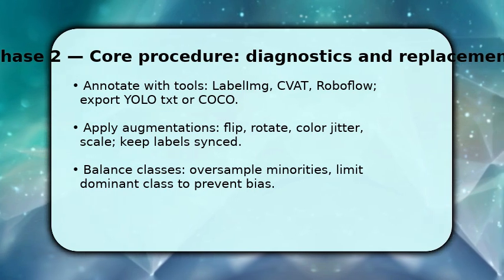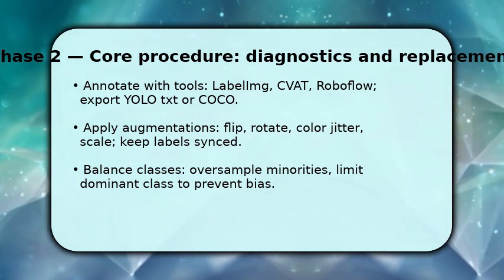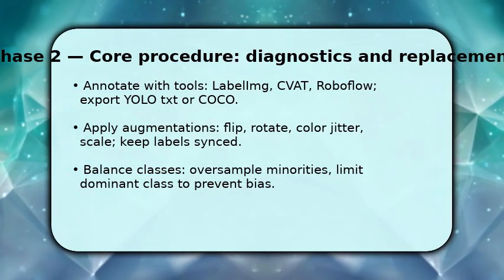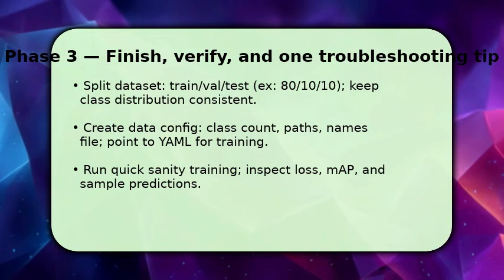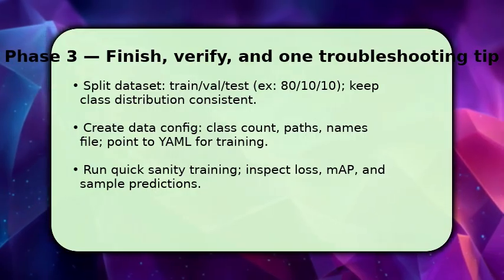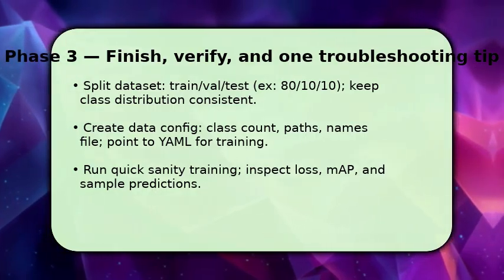Make sure to balance classes. Oversample rare classes or augment them more, and avoid overwhelming the dataset with one dominant label. You finalize by splitting data into train, validation, and test sets, commonly 80/10/10, while preserving class ratios.